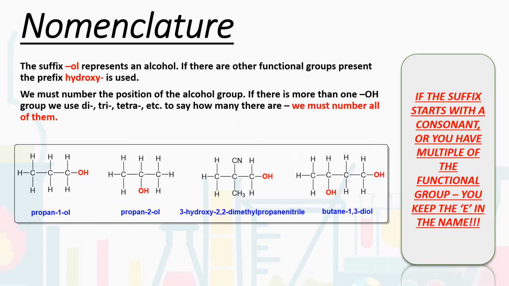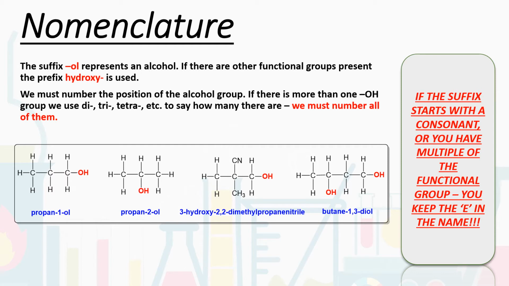The third example contains a CN group. This is a nitrile group, and this actually takes priority in naming. So now we don't use the suffix -ol, but the prefix hydroxy instead. We look for our longest carbon chain, which is 3 carbons long. And then we have to number our substituents.